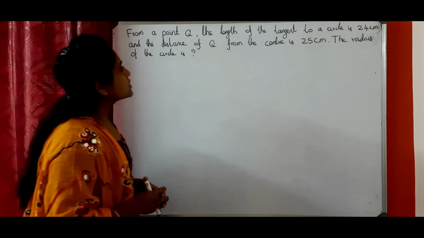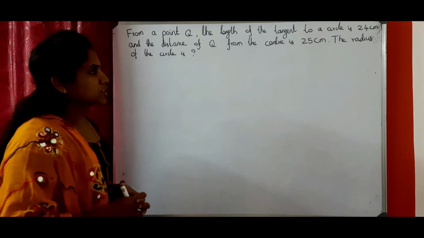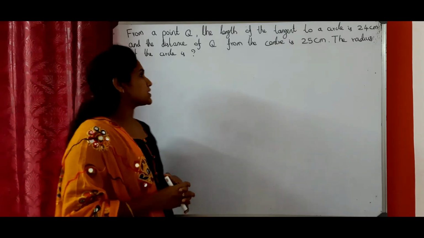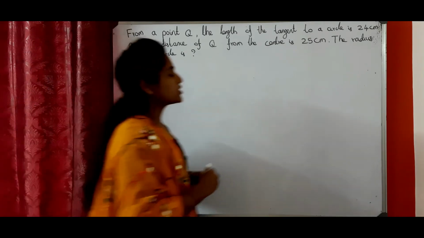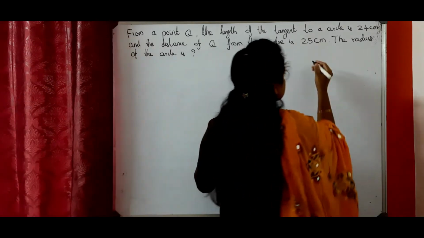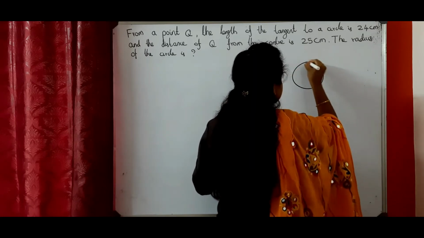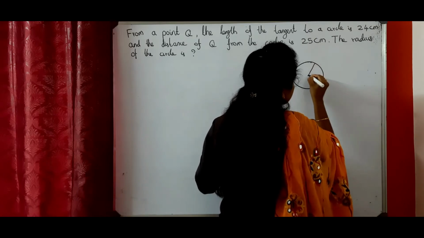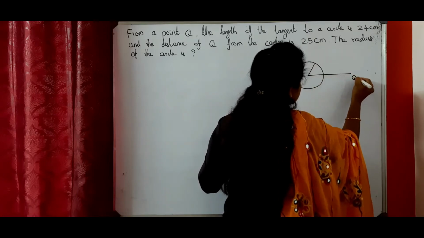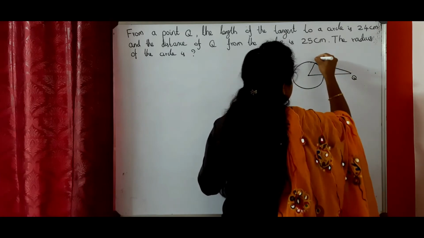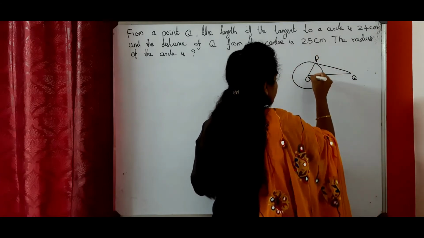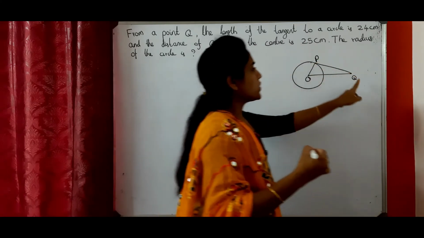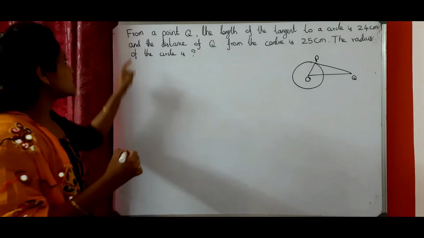Let's see the problem. From a point Q, the length of the tangent to a circle is 24 cm and the distance of Q from the center is 25 cm. We need to find the radius of the circle. So here, this is a circle with the center O. This is the radius. This is the external point Q. I am taking this as P. Center O, external point is Q and PQ is a tangent, right?